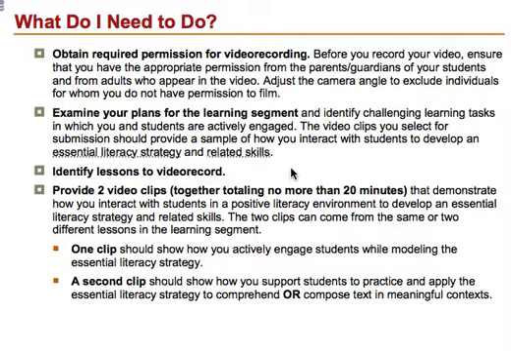Second thing is to examine the plans that you have for your learning segment and identify those tasks where you think that your students will be actively engaged. Don't just have 20 minutes of you lecturing. Make sure that you intentionally plan what are the opportunities for me to demonstrate all the things I need to show in the instruction clips.